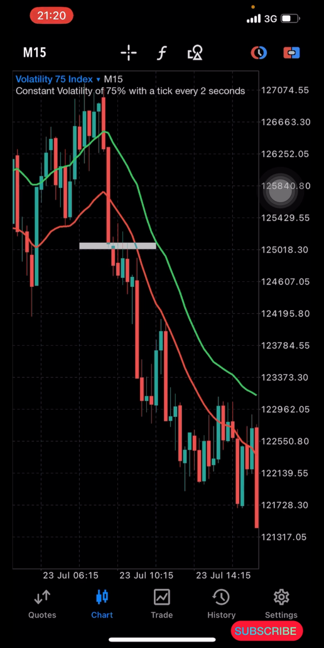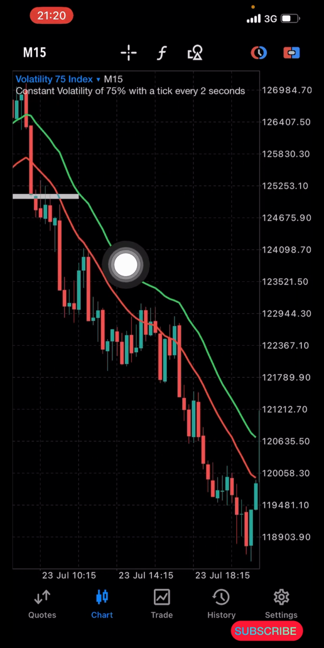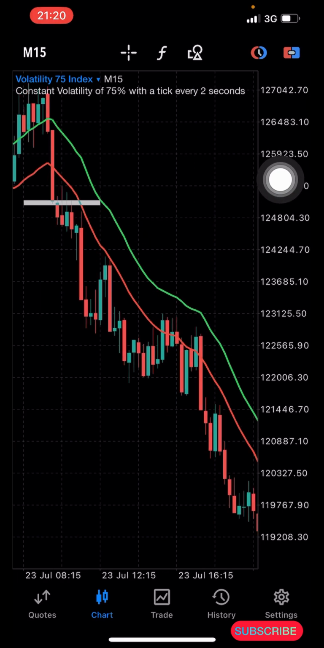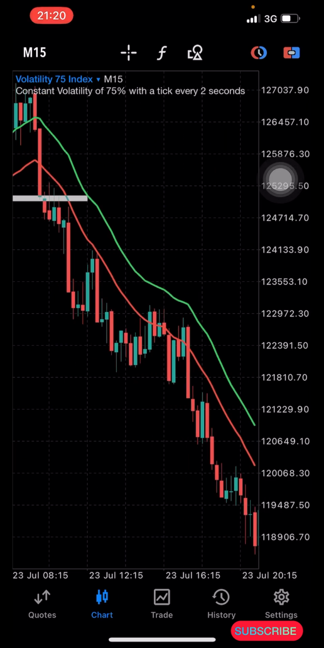you are going to be holding. Your stop loss is going to be when price closes above this green moving average. So you'll be holding from this place you took your sell from. You hold, you can see no candlestick has closed above this green line, so you are going to be holding.